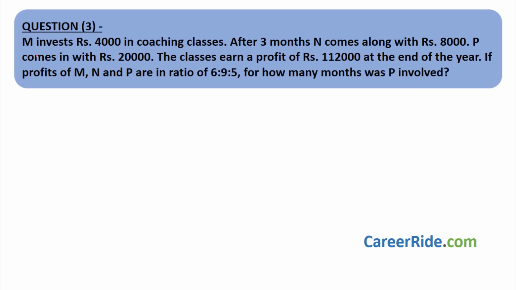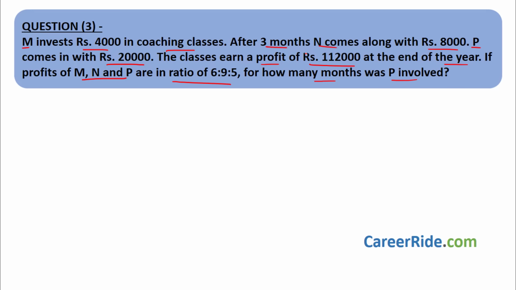Question number 3. M invests rupees 4,000 in coaching classes. After 3 months, N comes along with rupees 8,000. P comes in with rupees 20,000. The classes earn a profit of rupees 1,12,000 at the end of the year. If profits of M, N and P are in the ratio of 6:9:5, for how many months was P involved?